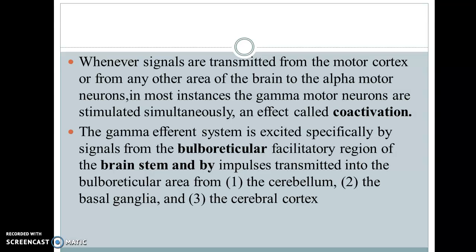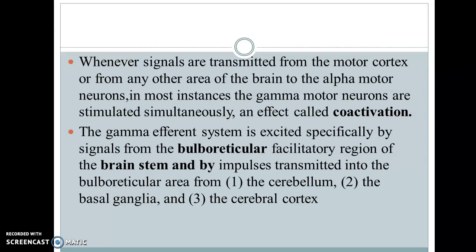So whenever the cord is working, the higher center is also giving information to other parts of the brain. This gamma efferent system is excited specifically by the signals from the bulboreticular facilitatory region of the brainstem and by impulses transmitted into the bulboreticular area from the cerebellum, the basal ganglia, and the cerebral cortex. So it receives impulses from the higher parts of the brain.